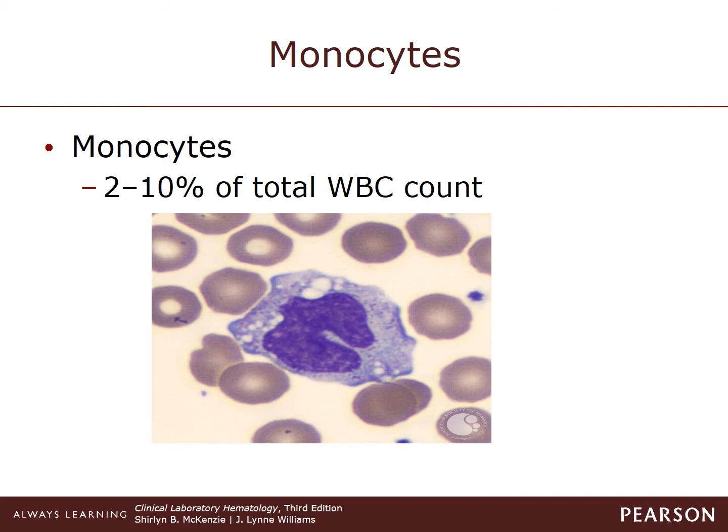Monocytes arrive from the common myeloid progenitor again and take up about 2 to 10% of the total white cell count, or 0.1 to 0.8 times 10 to the 9 per liter as the absolute count. They function more similarly to granulocytes than lymphocytes. They are produced in the bone marrow from that common granulocyte monocyte progenitor, and it depends on specific cytokines to differentiate it into a monocyte.